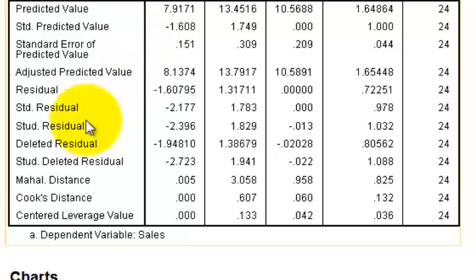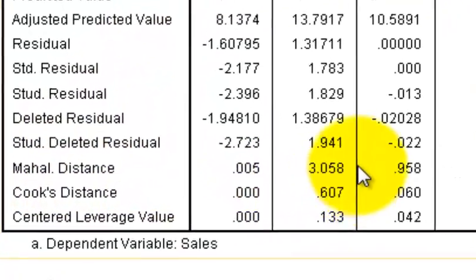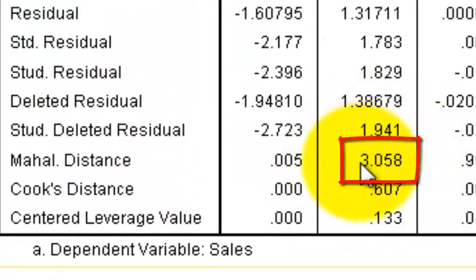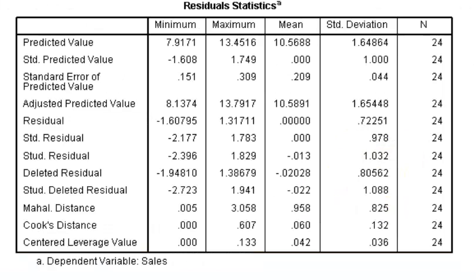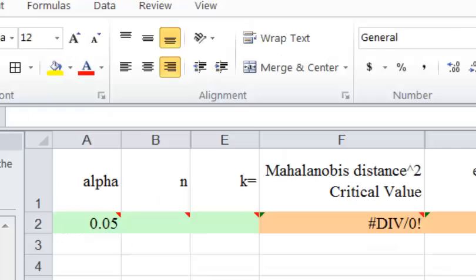So we go to Mahal distance and we go to the maximum, 3.058. So we're going to have to look up what the maximum is on a Mahalanobis critical distance table or a Mahalanobis Excel spreadsheet. So we're going to go ahead and use the Excel to determine what the highest Mahalanobis critical distance can be. So please hold.